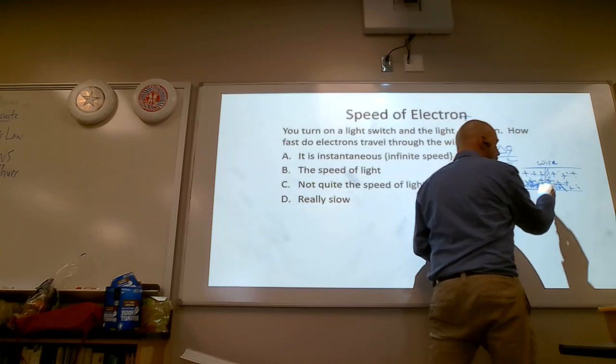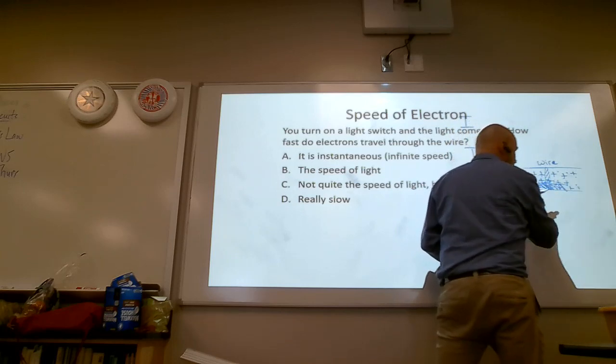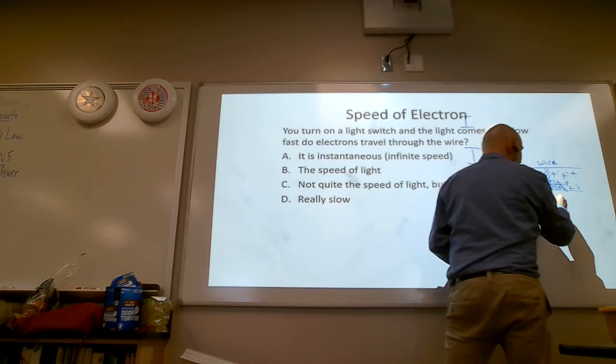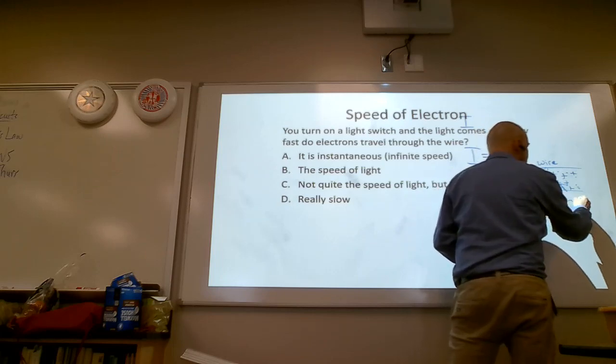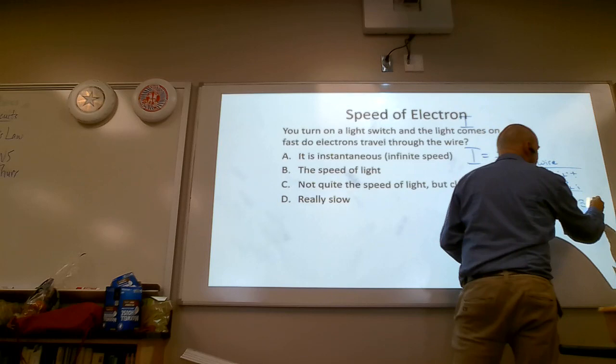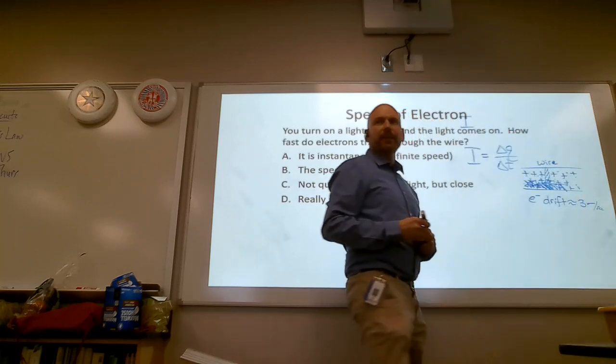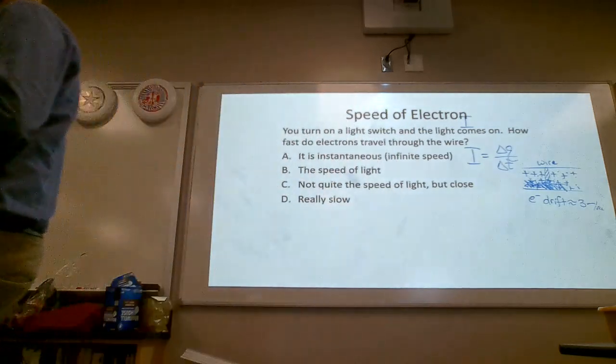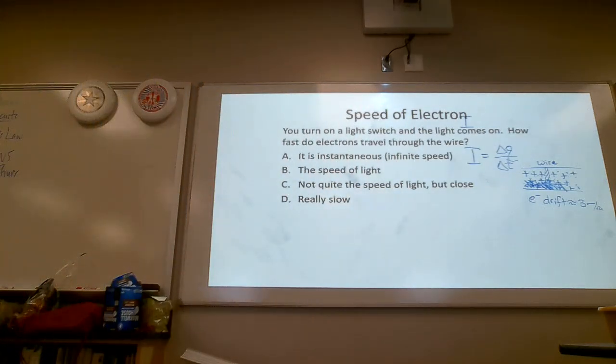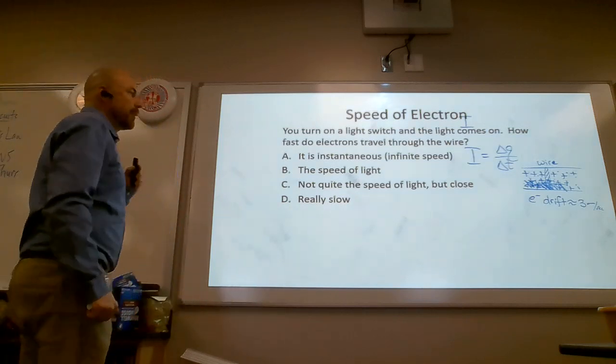Okay, they end up drifting this way, and between collisions they're going really fast, but this is known as electron drift, and this is approximately 3 millimeters per second, or about 1/8 of an inch per second. Pretty slow. Good with that? All right.